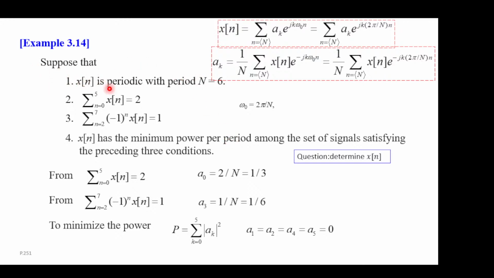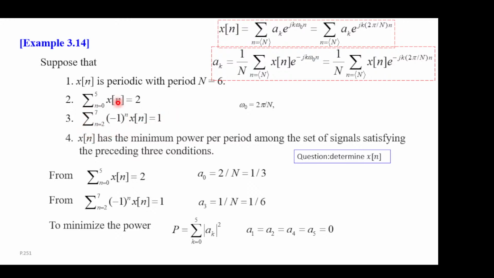So it says you have a periodic function with period N equals 6. So it's a nice, reasonable period. And then we have those weird conditions. So first is you sum over n from 0 to 5, x[n] equal to 2. And 0 to 5 is also one period. And the second one, we have sum over n from 2 to 7 of (-1)^n times x[n] equal to 1.